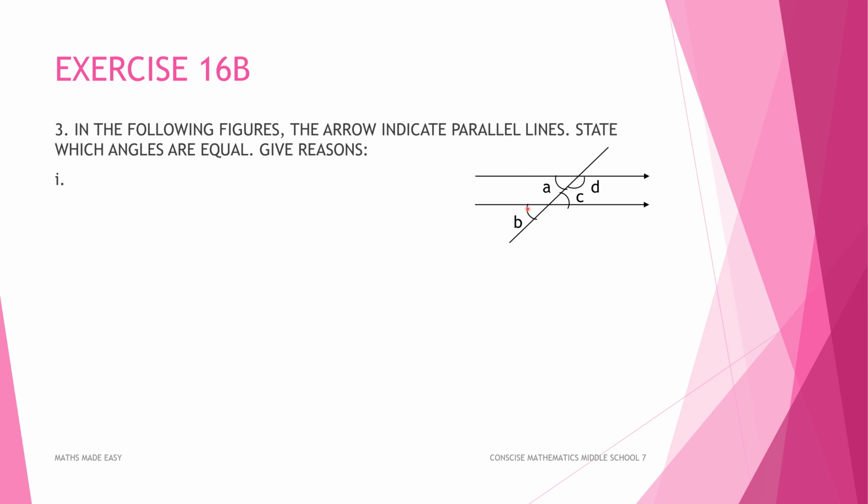If you have a look over here, you can clearly understand that A and C are both equal because, as per the definition, the interior alternate angles are equal. Angle A and angle C together form interior alternate angles. Let me explain how to remember this. Angle A and C are interior alternate.